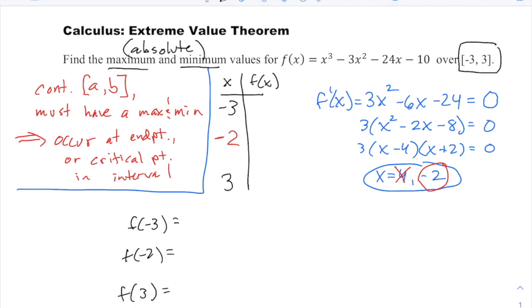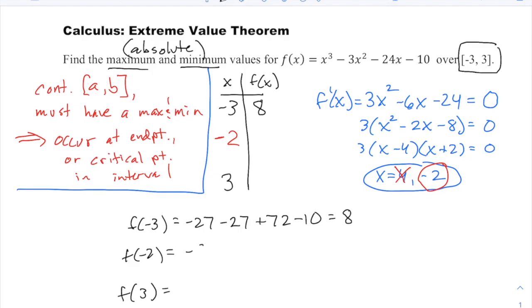So f of negative 3, that would be negative 3 cubed, which is negative 27, minus 3 times negative 3 squared, that'll be minus 27 again. Negative 3 times negative 24 will be positive 72, minus 10. So that's going to give us negative 54, minus 10, negative 64, plus 72. That's going to give us positive 8. So we've got positive 8 here. f of negative 2, the critical point in the interval.